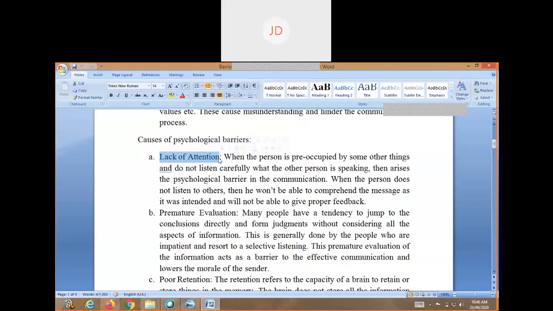So, when a speaker is delivering a speech and you're not listening to the speaker, then definitely you won't be able to understand what the speaker is trying to say, and that's how you will not understand the whole speech, and you might misunderstand the speaker, and there won't be proper communication. So when you do not concentrate on what the other person is saying, that can create a psychological barrier.